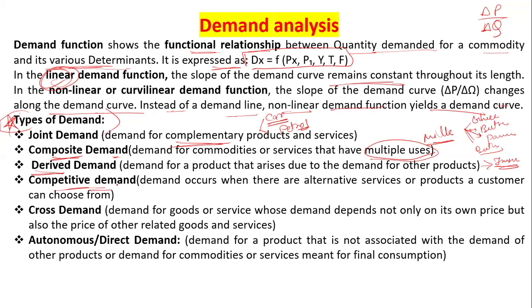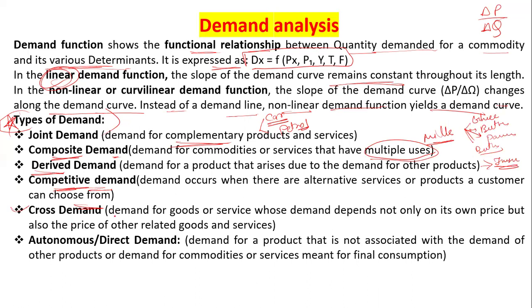Then competitive demand is a demand that occurs when there is an alternative service or product the customer can choose. We compare ourselves with our other competitors, and the customer chooses an alternative service or product.